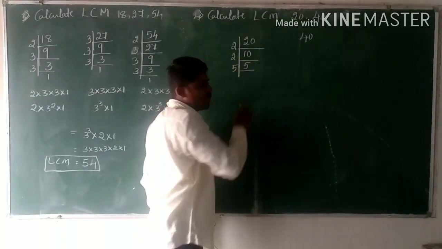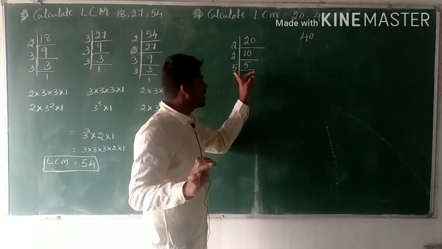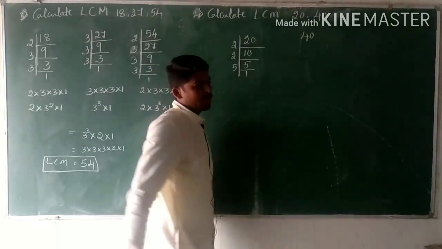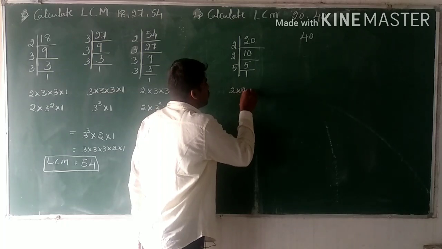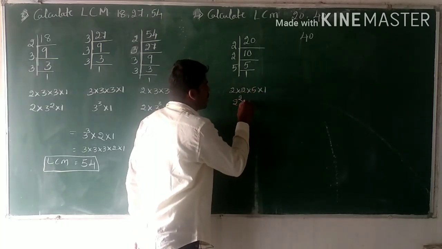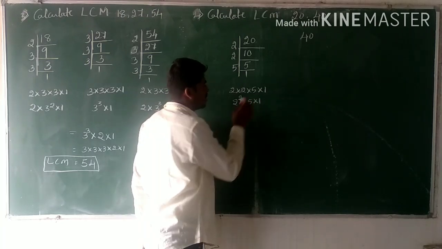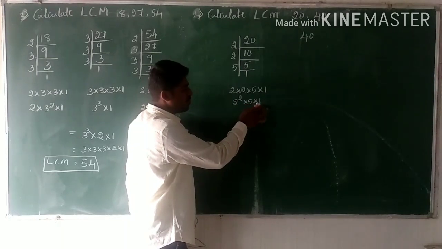Since 5 cannot be divided by any other value, I take it as 5 divided by 5, and I get 1. I can write this as 2 into 2 into 5 into 1. It simplifies to 2 square into 5 into 1, because 2 is repeated 2 times. That's why I write 2 square into 5 into 1.